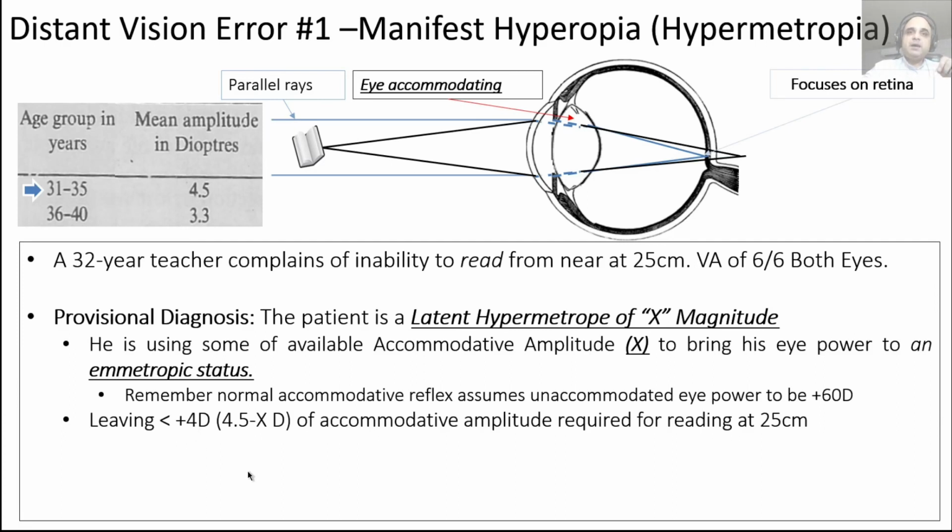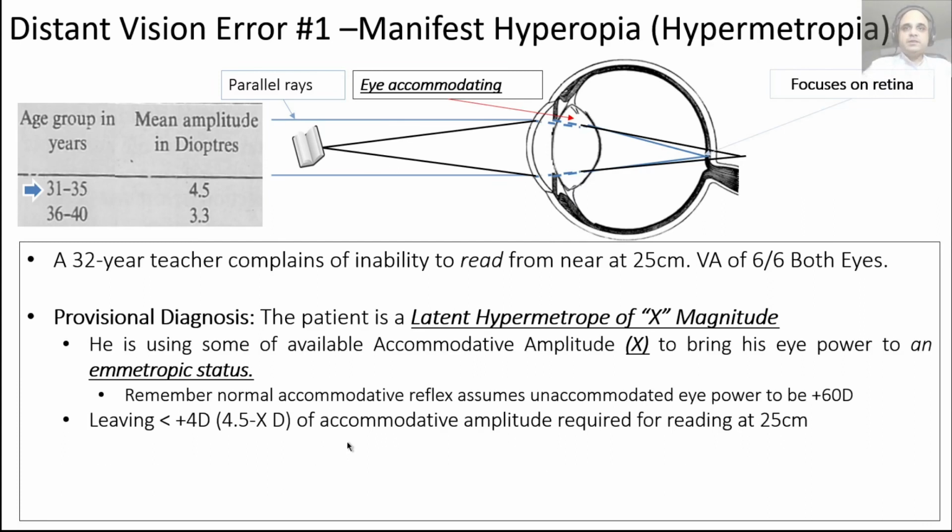Because we need a power of 64 diopters to see comfortably from 25 centimeters, because the light rays coming from 25 centimeters have -4 power. We need the power to be 64 to neutralize that -4, so that the light rays emerging have a power of 60 diopters and can focus on the retina, which is clearly not happening now because he is using some of his accommodative amplitude to fix his distant vision.